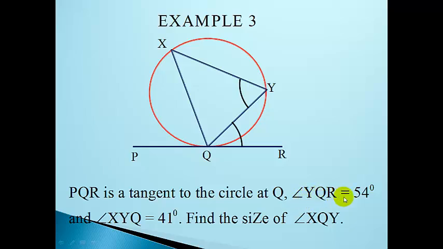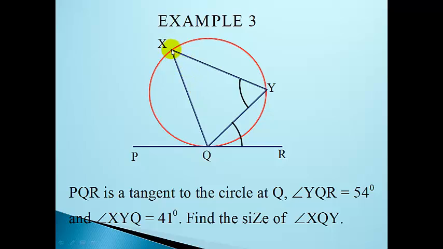Angle YQR equals 54 degrees. That's the angle at Q equals 54 degrees. And angle XYQ is equal to 41 degrees. That's this angle. Now find the size of angle XQY.